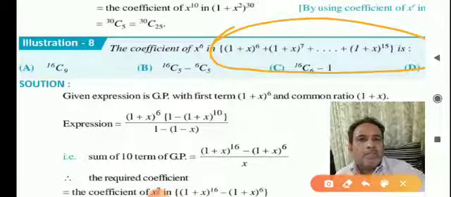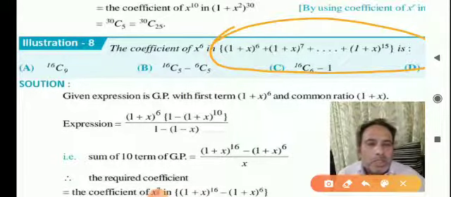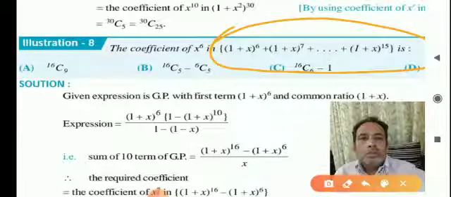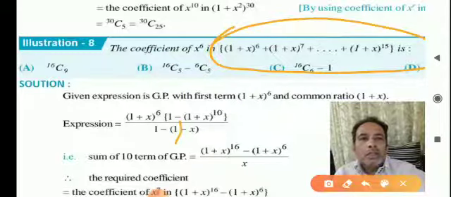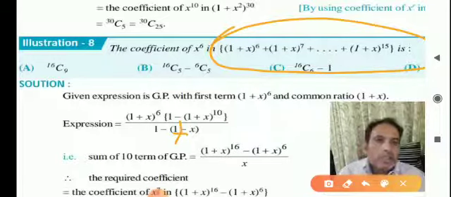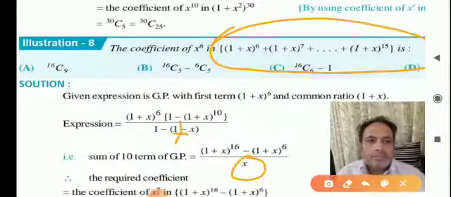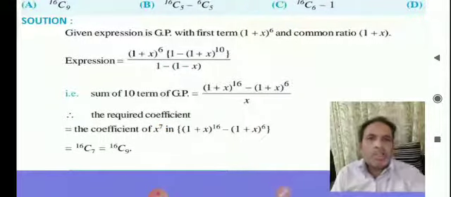The expression will become, we take out 1 plus x power 6 common, and the common ratio will of course be 1 plus x here. Okay, this is somewhat wrong, you just correct this one. Okay, 1 plus x, here the result will be 1 plus x. So here the result is 1 plus x, 1 is deleted, and this x is retained over here. Okay, so finally what we get after solving is 1 plus x power 16 and 1 plus x power 6.